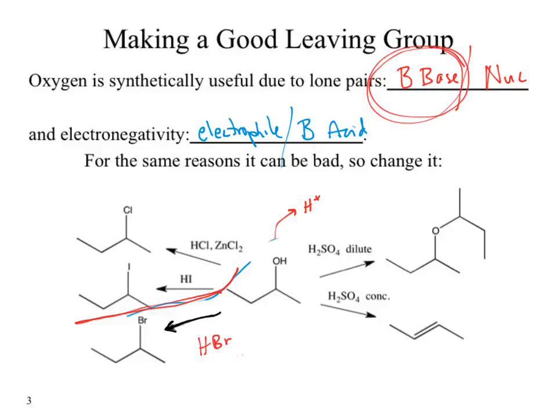reagent, is it just HCl? No, I added something else. Why do I need something else? What is different between those reactions if we ignore the presence of, whoops, that's not the button I wanted. If we ignore the zinc chloride for the moment, what is the difference between those three reactions?